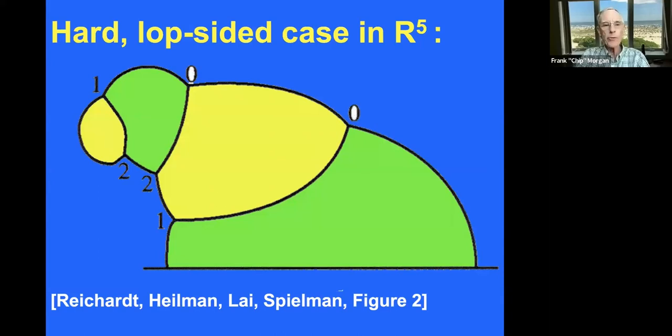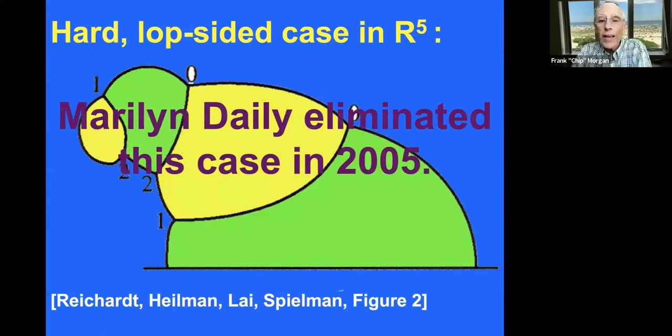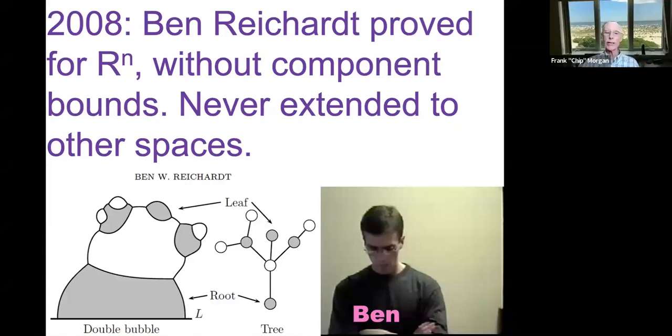So that was a barrier for years until a graduate student, Marilyn Daly, found a way to eliminate this case in 2005. But then she got stuck on other similar cases, and she finally gave up on the problem altogether. But Ben kept working on it, and a few years later, he proved it in all dimensions. So they'd done it in R4 before, R5, R6, R7, all dimensions. And as the dimensions got higher and higher, it was possible that there were more and more components. And so he found an argument that didn't depend on any component bounds, which would work for any number of components, any number of layers of tori on tori on tori.